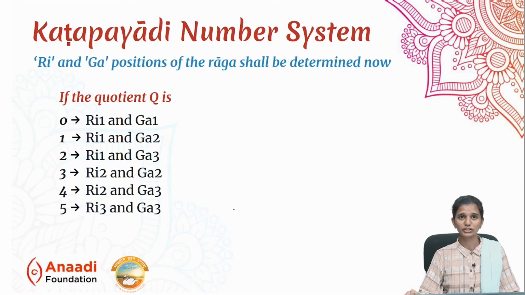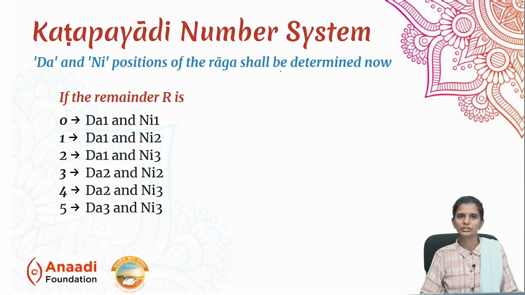So, when you divide a number which is less than 36 by 6, the quotient can only be from 0 to 5. Here is the map for the quotients from 0 to 5 to determine the positions of Ri and Ga. Similarly, with the value of the remainder, we can determine the positions of Dha and Ni of the raga. Now, if we divide any number by 6, the remainder is only going to be from 0 to 5. Now, here is the map for it.